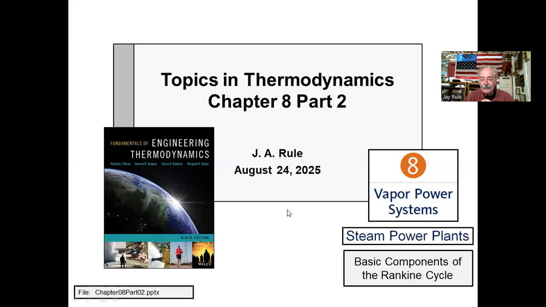And so in this section, which I'm calling chapter 8, basic components of the Rankine cycle, I'd like to just take a little time, and it will take some time, to go through and show you some images of what the four primary pieces of equipment associated with the Rankine cycle look like, and try to give you some operational ideas of what they're doing.